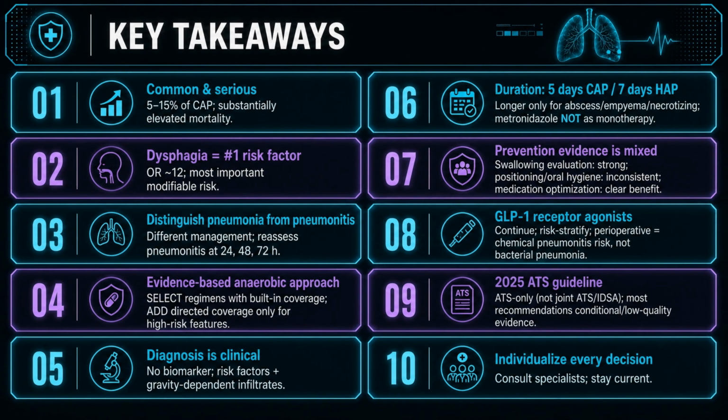7. Prevention evidence is mixed, but a comprehensive bundle including swallowing evaluation and medication optimization is beneficial. 8. For GLP-1 receptor agonists, continue the medication but risk stratify for the perioperative period, recognizing this is a chemical pneumonitis risk. 9. Be aware that the 2025 American Thoracic Society guideline is ATS only, and most recommendations are conditional. 10. Always individualize every decision for the patient in front of you.